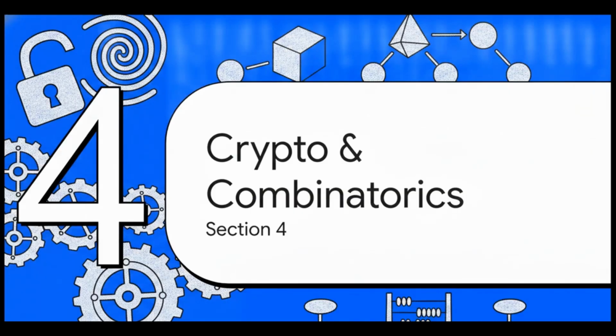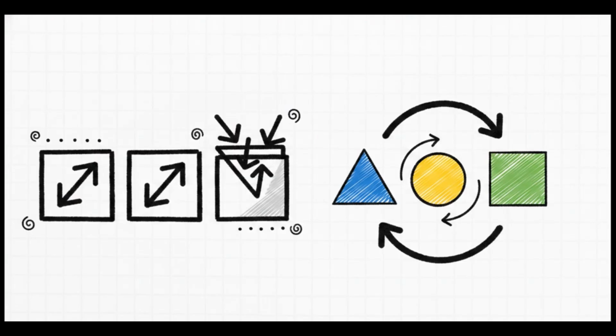Section 4, Cryptography and Combinatorics. Okay, this is what I like to call the heavy machinery of the course. Here, we graduate to advanced algebraic structures with one binary operation. So think groups and monoids. Alongside that, you'll tackle the pigeonhole principle, permutations, combinations, and recurrence relations. Make no mistake, this is serious, high-level combinatorial problem solving.